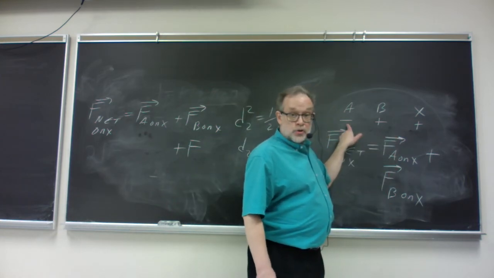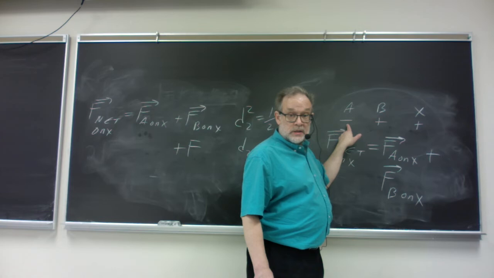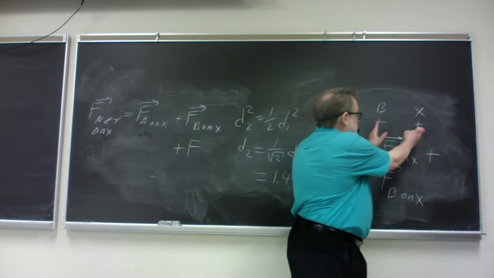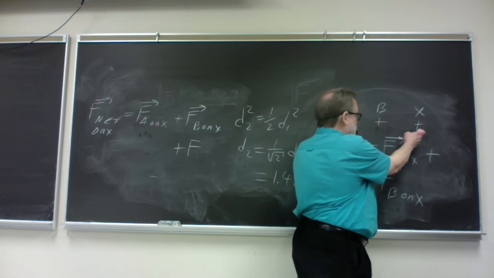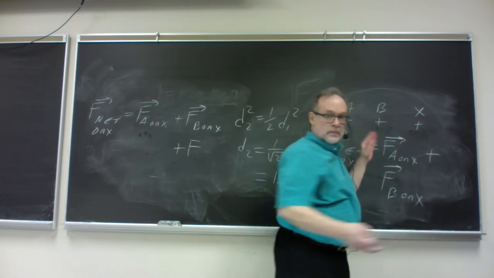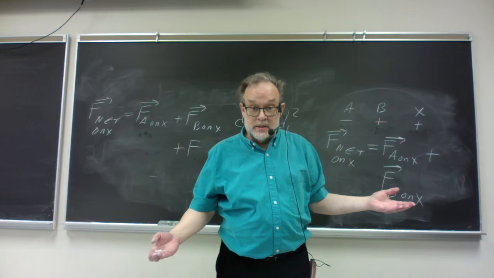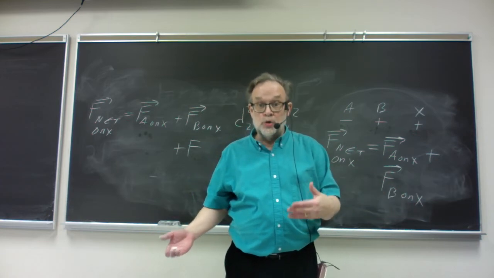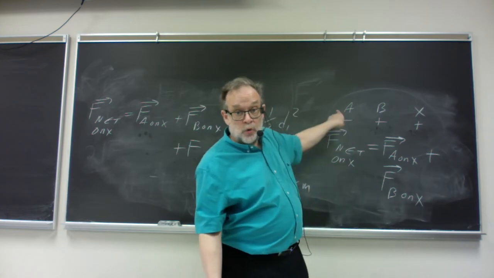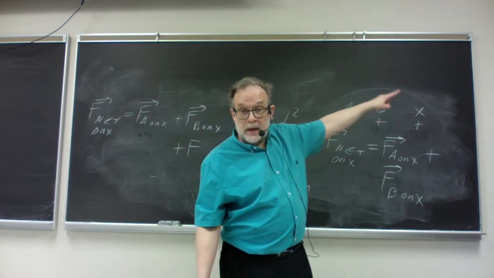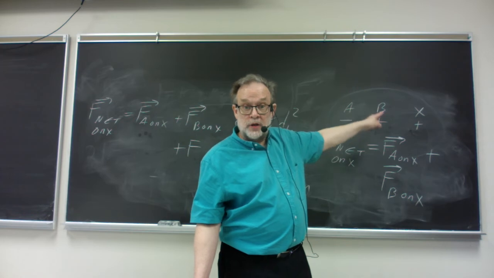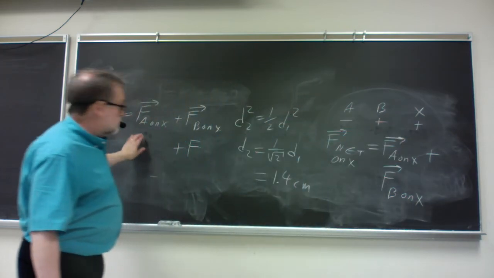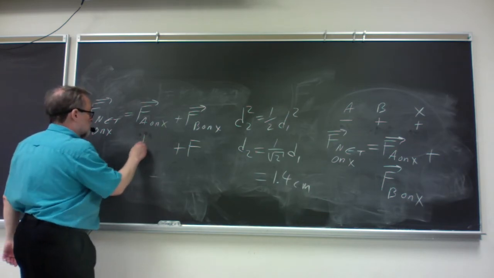notice that A is twice as far from X as B is. So when we switch from considering this interaction to considering this interaction, we have doubled the distance. And we know that when you double the distance, you cut the strength of the force to 1/4. So the strength of the force from A on X is 1/4 as strong as the force from B on X. So the magnitude of this force from A on X is just F over 4.